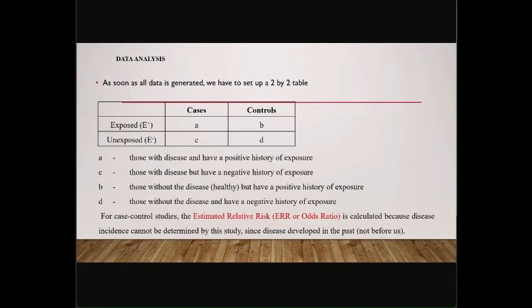So for this case control study, what we do, we calculate the odds ratio, which is also named estimated relative risk, right? We calculate the estimated relative risk because why? We are not able to determine when the disease occurred, disease incidence.